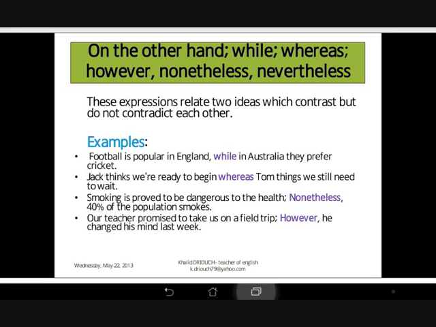Sorry. The last example in this set of linking words is: our teacher promised to take us on a field trip. However, he changed his mind last week.